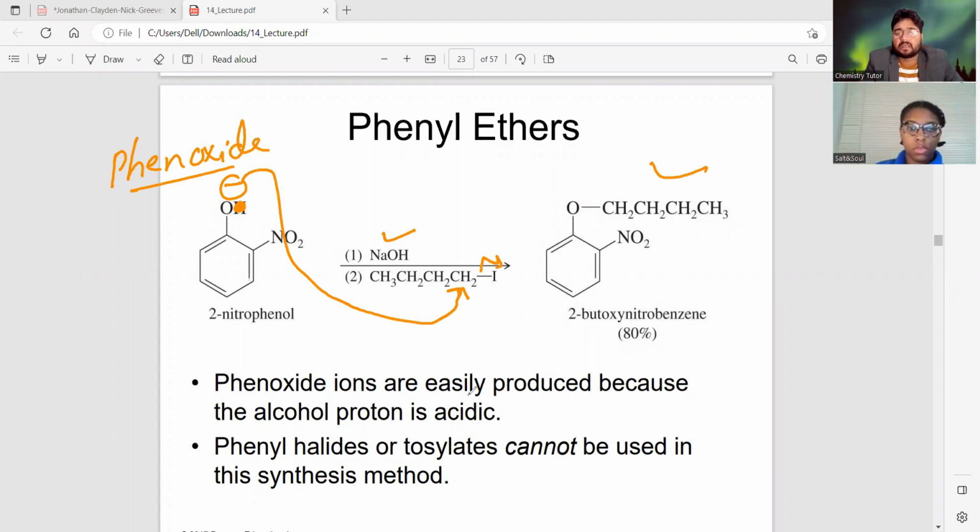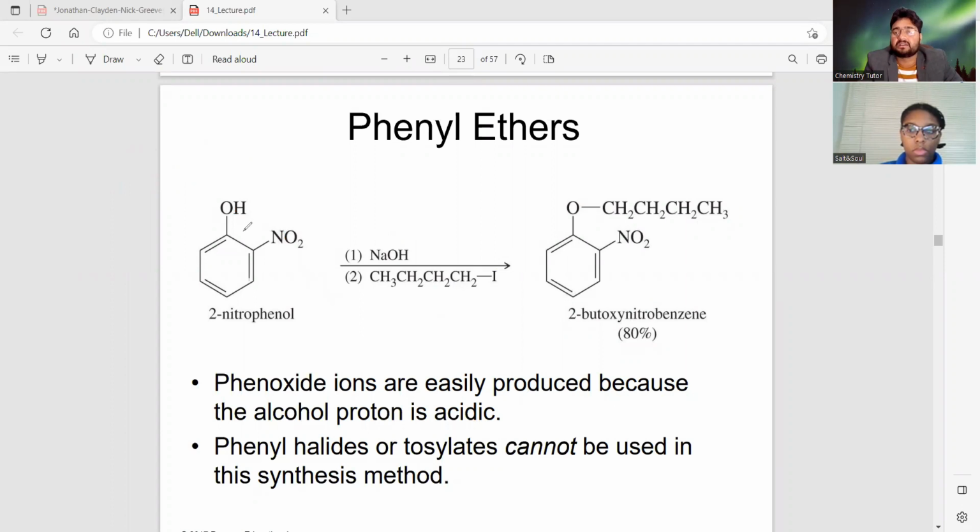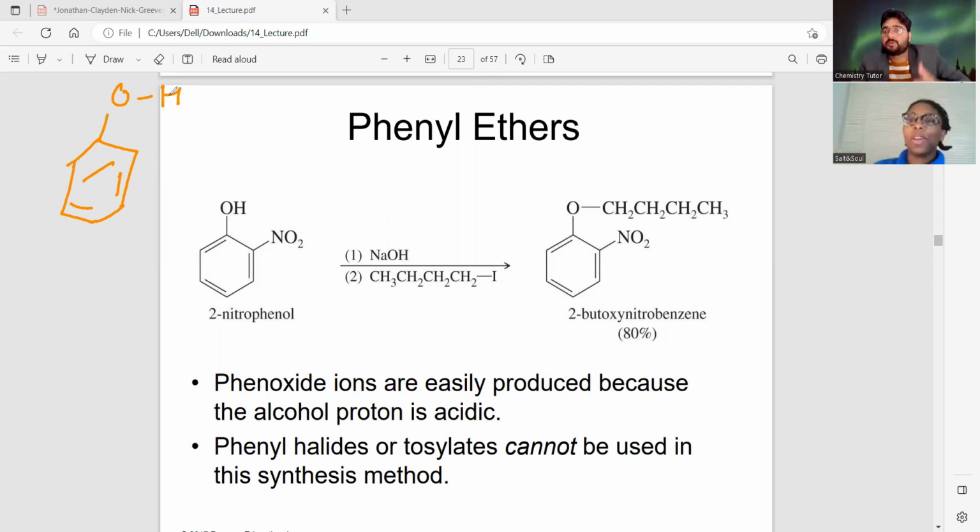So phenoxide ions are easily produced because the phenol proton is acidic. Why is this hydrogen acidic? Because it has resonance. Because it has resonance, the conjugate base is more stable after losing hydrogen. If the conjugate base is stable, then the acid is strong. So phenoxide ions are easily produced because the proton is acidic, and this base can easily convert this phenol into phenoxide.